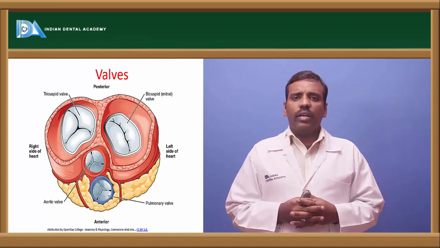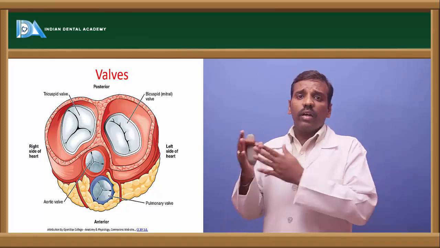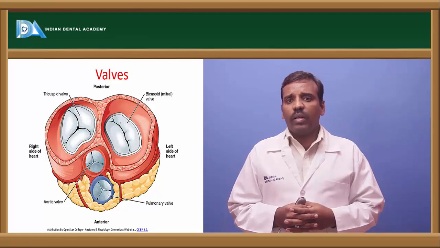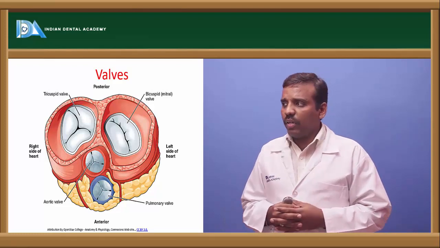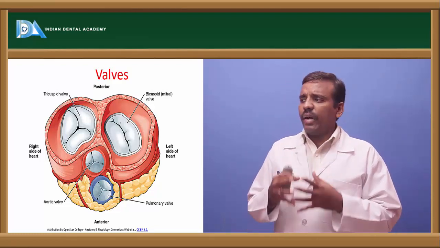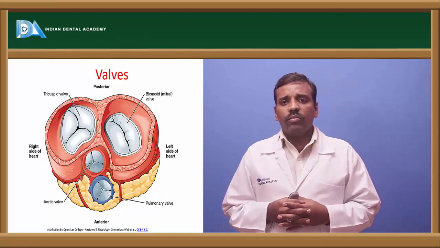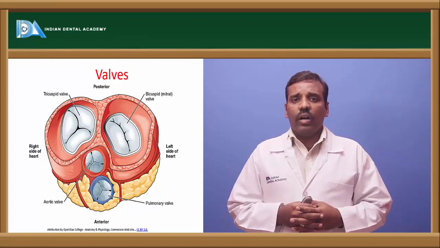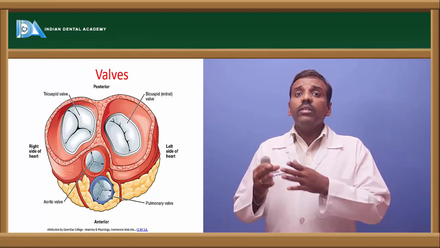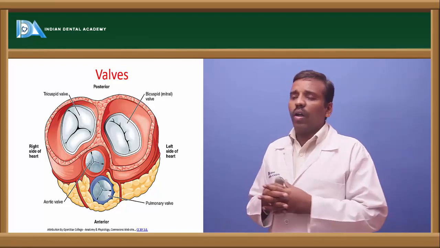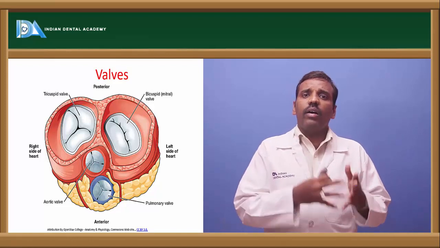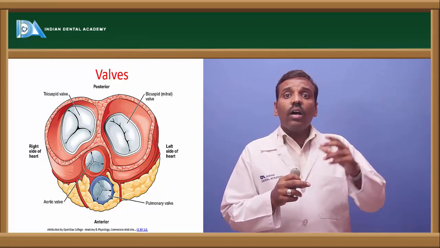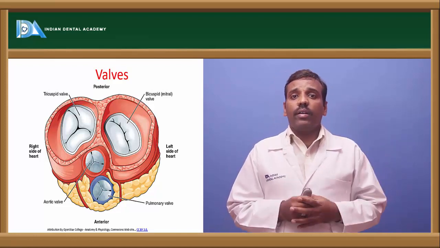The bicuspid valve is present on the left side of the heart, and the tricuspid valve is present on the right side of the heart. Okay, and the aortic valve is present on the left side of the heart, and the pulmonary valve is present on the right side of the heart. That is in between the aorta and the ventricles.